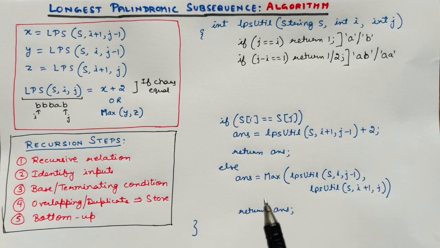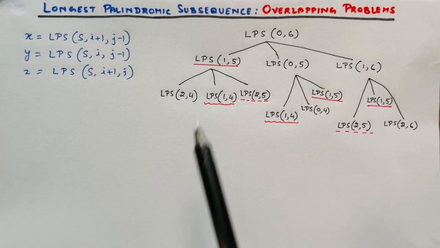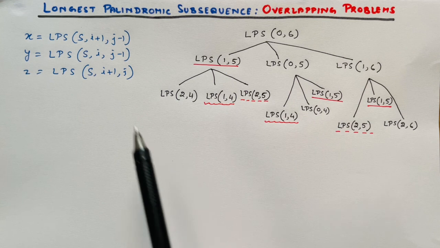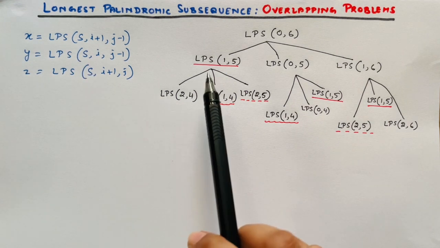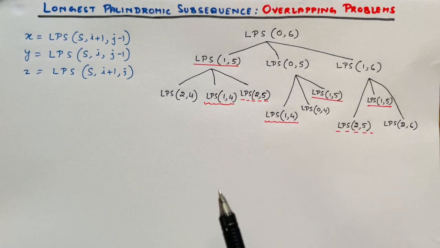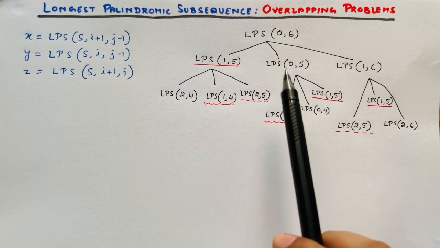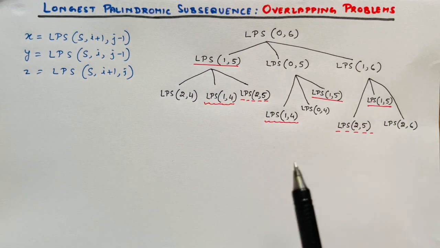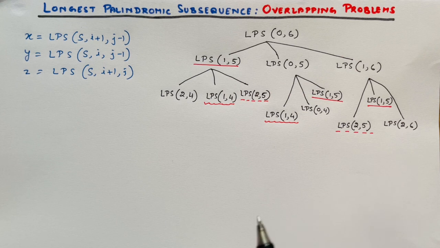But its time complexity is very high. Why? Because it has some overlapping and duplicate subproblems, and we are solving these overlapping and duplicate subproblems multiple times. How? Let us say we started at LPS 0, 6. Now as per this recursive relation, it will be dependent on LPS 1, 5, LPS 0, 5 and LPS 1, 6. If we further expand this recursion tree in all of the three branches, then we will see something like this.